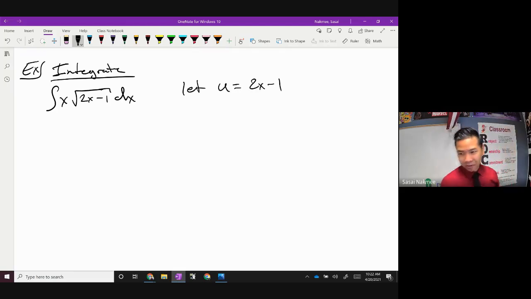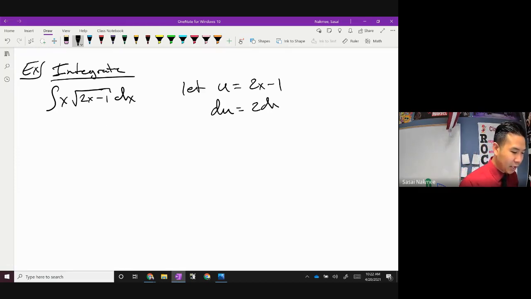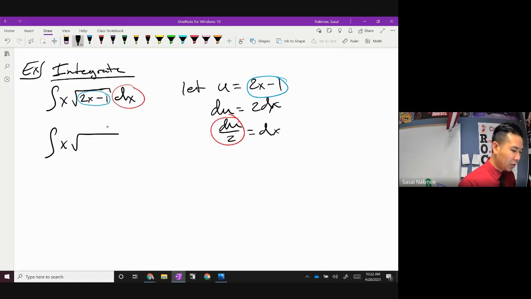Let u equal 2x minus 1. That means that du is equal to 2 dx, and of course, that means that du over 2 is equal to dx. So I have my substitution possibilities here. I can substitute this out with that, and this out with that. So I have the integral of x times the square root of u, and then over here I have du over 2.